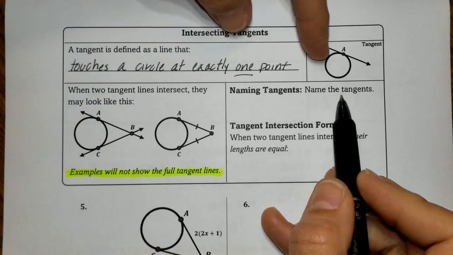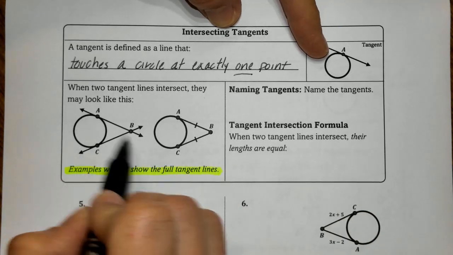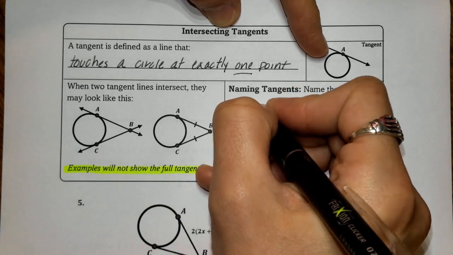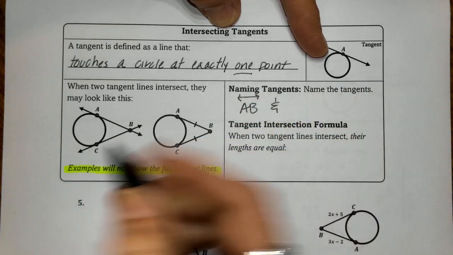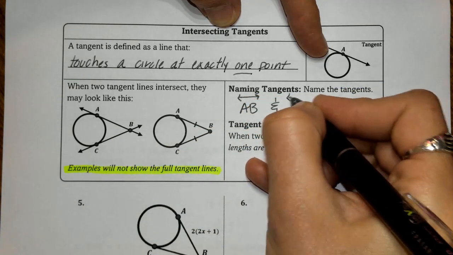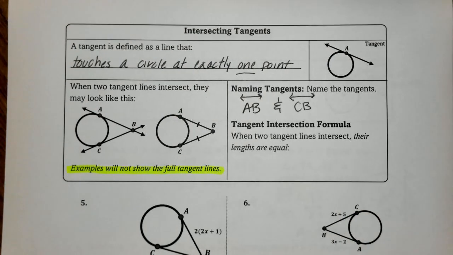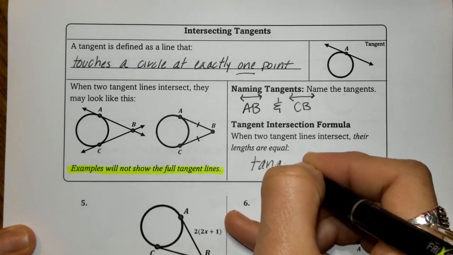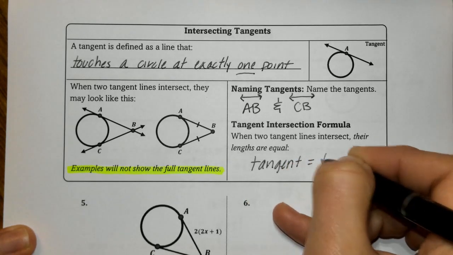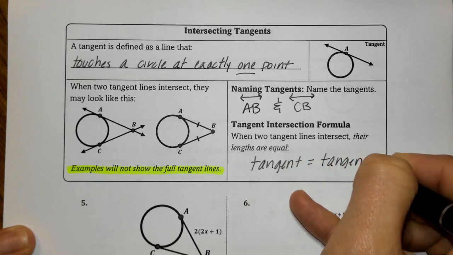So we're going to go ahead and name these 2 tangents. We've got here line AB and line CB. So as I just said, your tangent intersection formula, when 2 tangent lines intersect, their lengths are going to be equal. All we say for this is tangent equals tangent. Set them equal to each other.